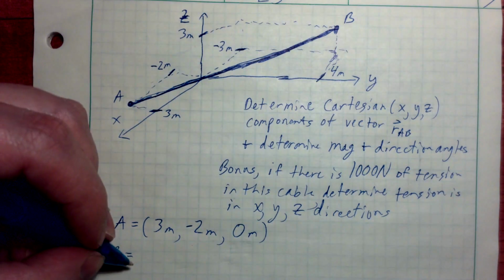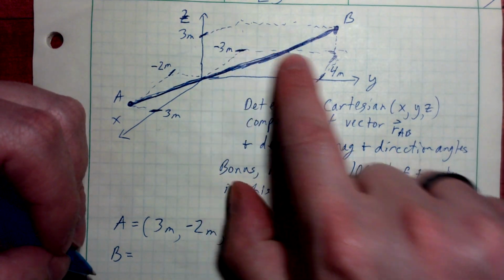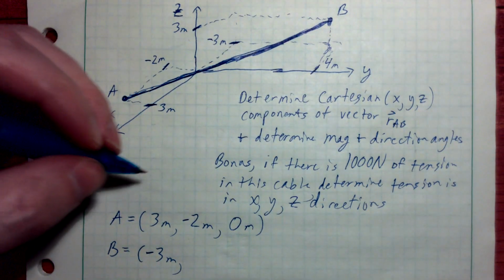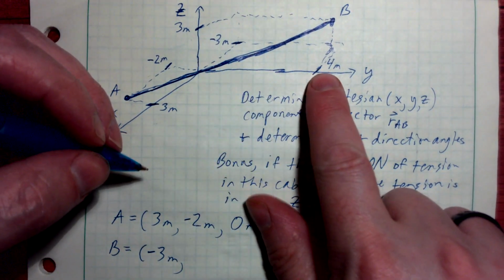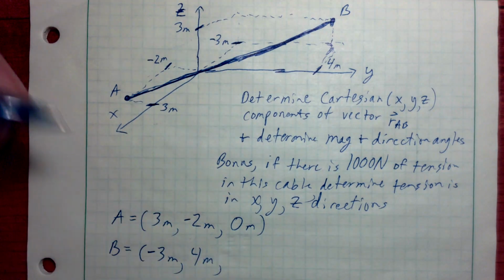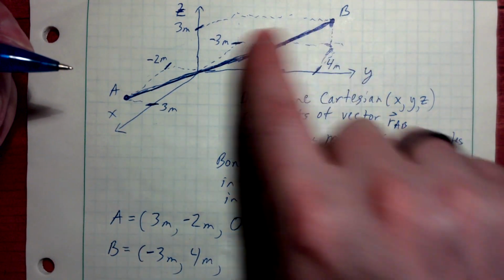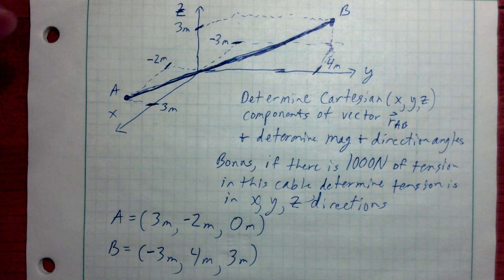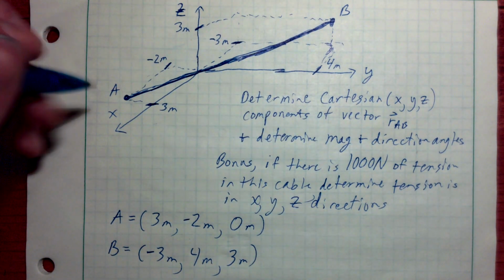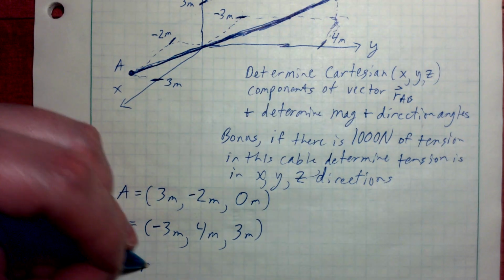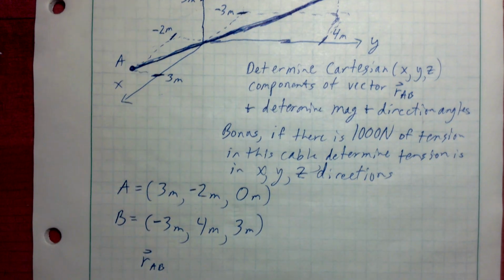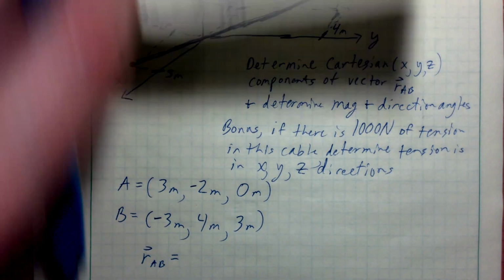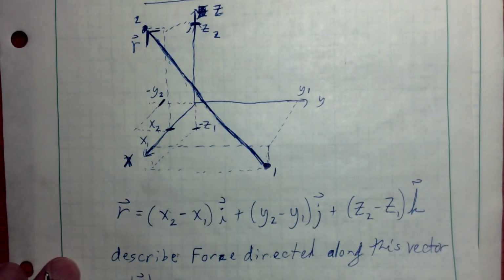Point B has a minus 3 meters X value. It has positive 4 meters in the Y, and it is up 3 meters in the Z direction. So those are the locations of points A and B. If I write that out, that makes it a lot easier to write the position vector between points A and B.